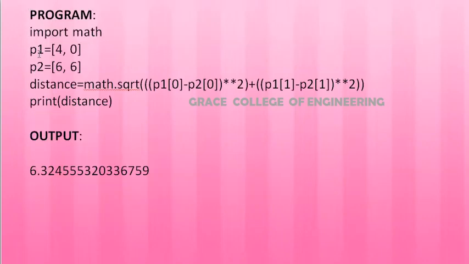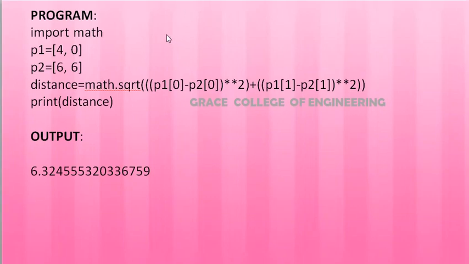Import math. The 2 points are taken and applied in the distance formula. Distance equal to math dot square root of P1 of 0 minus P2 of 0 double star 2 plus P1 of 1 minus P2 of 1 double star 2. After the calculation, the value is stored in distance variable, then print distance. See the output. Output is 6.324555. It will be continued.